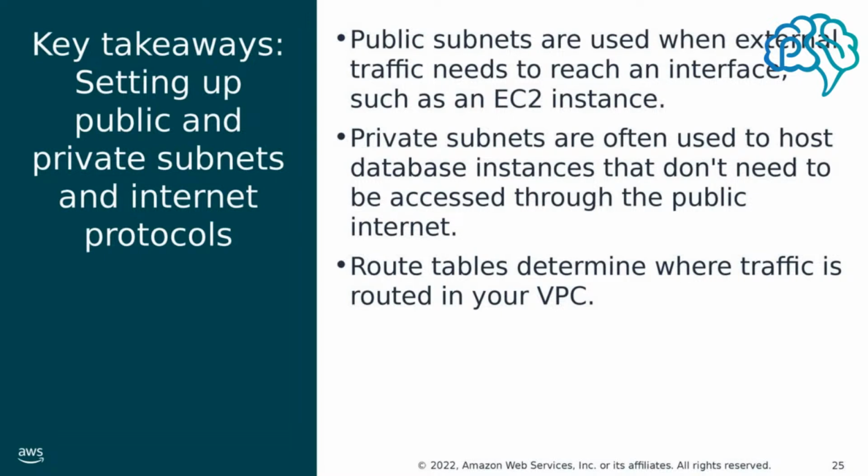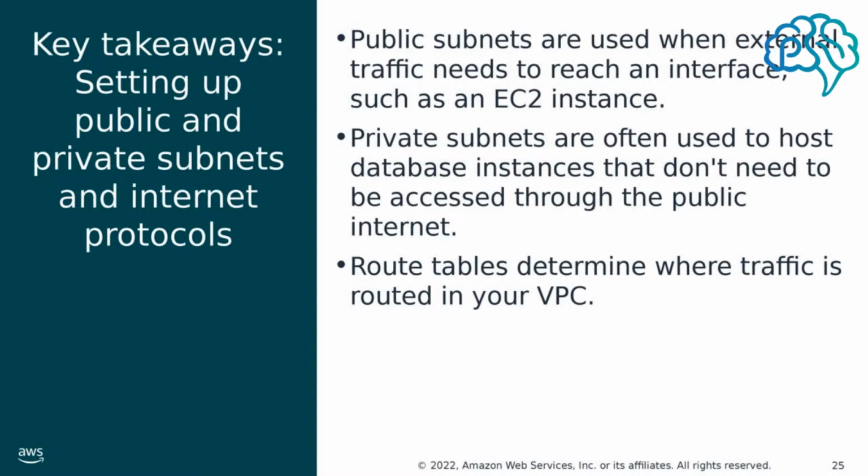Private subnets are used to host database instances that don't need to be accessed from the public internet. So again, a horrific example of what not to do would be to have a database that can be exposed to the outside world. That's exactly the use case for a private subnet, and route tables determine where traffic is going to be routed to in a VPC.